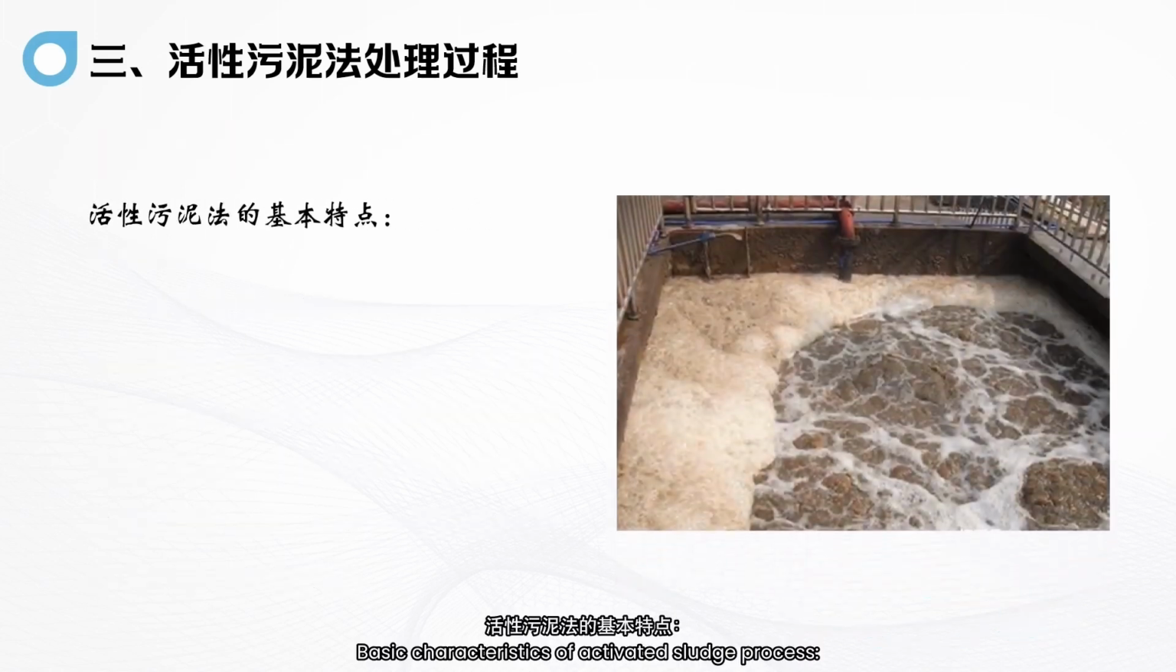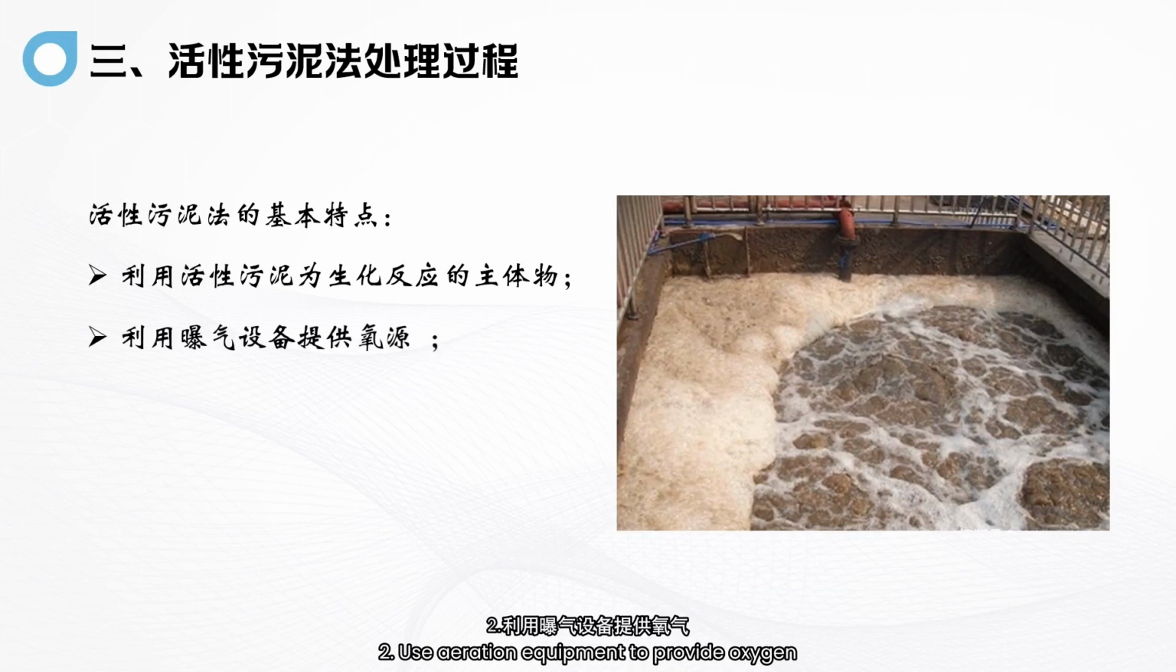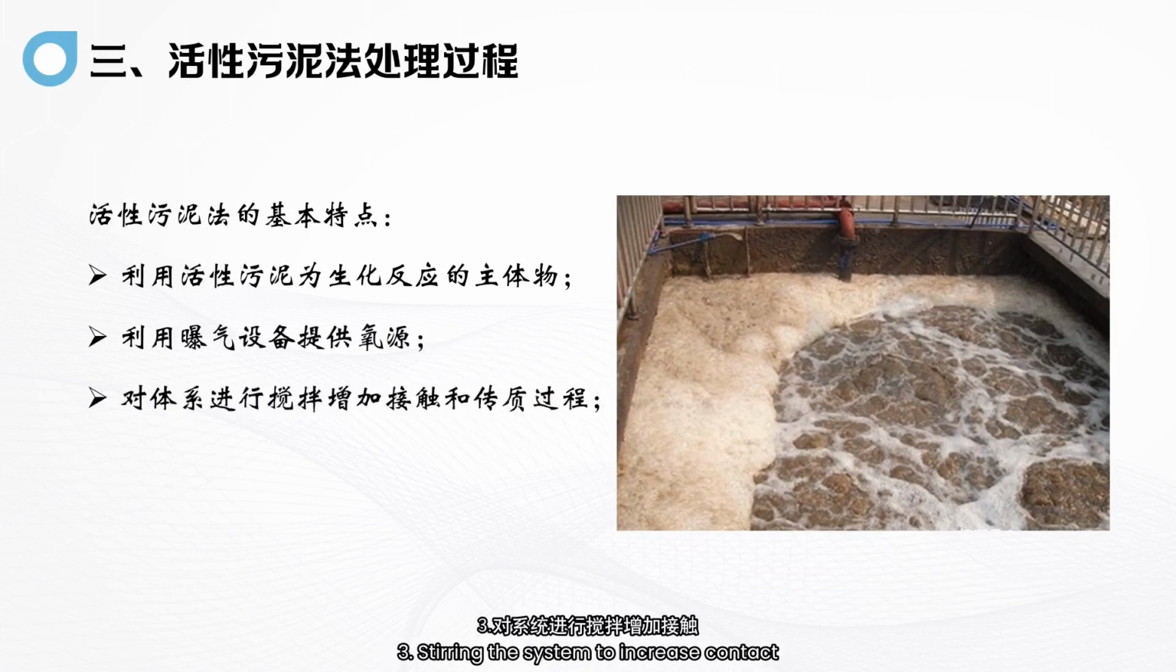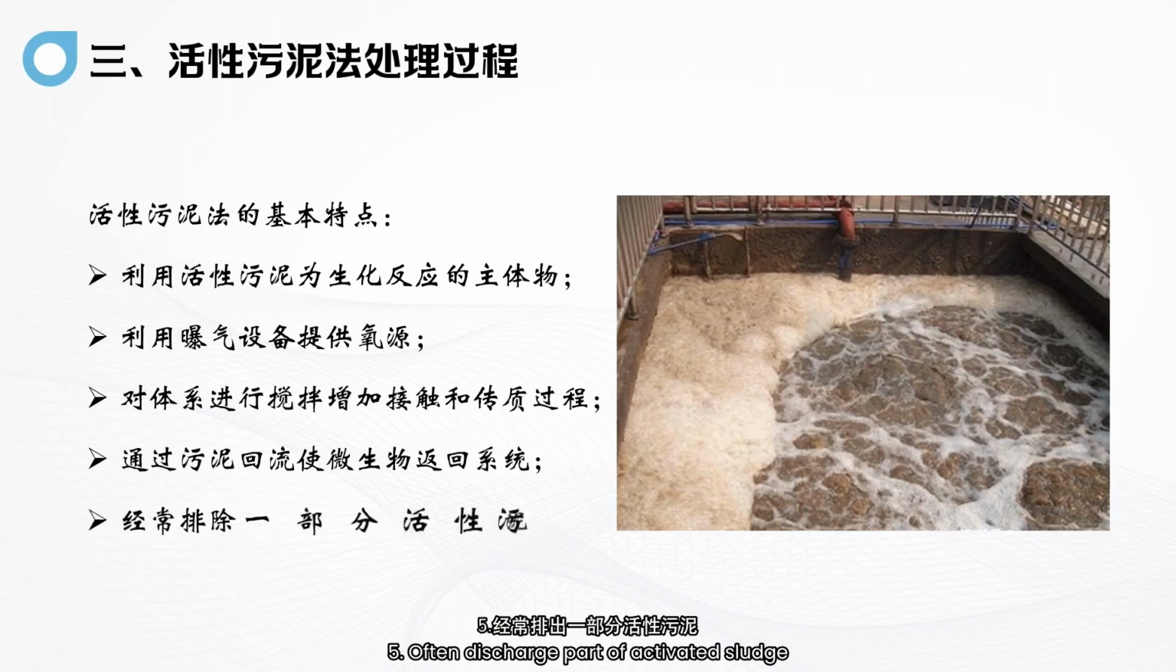Basic characteristics of the activated sludge process. 1. Using activated sludge as the main body of biochemical reaction. 2. Use aeration equipment to provide oxygen. 3. Stirring the system to increase contact and mass transfer. 4. Return microorganisms to the system through sludge reflux. 5. Often discharge part of the activated sludge.